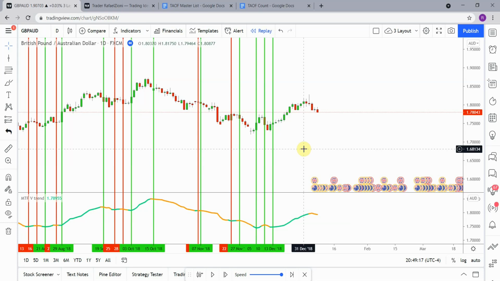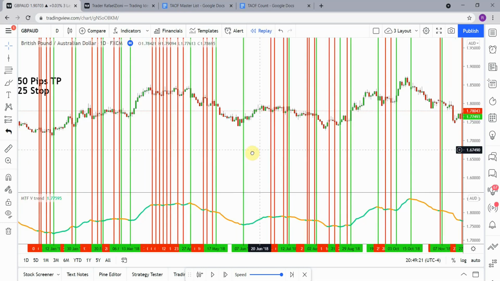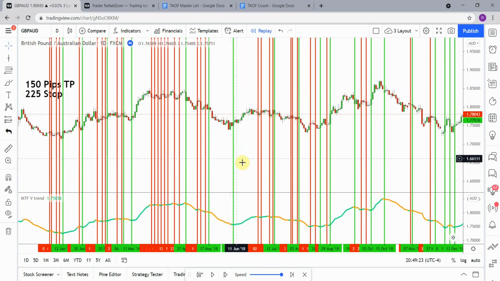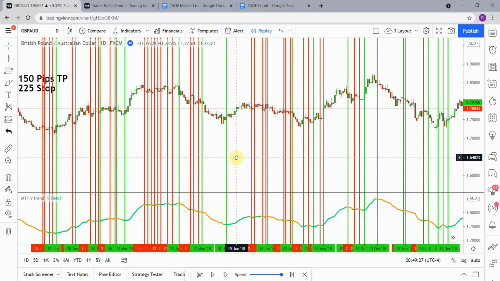All right, so back to the indicator here. Let's see what we got out of this. A lot of signals, that is for sure. Let's go ahead and count these out, see what we got.